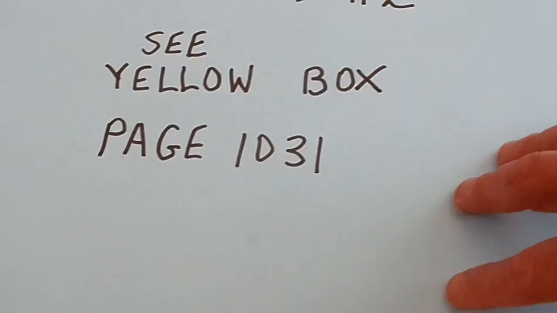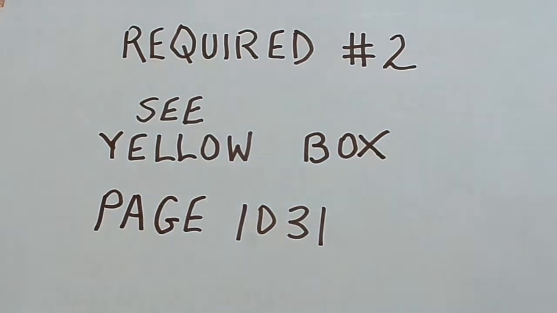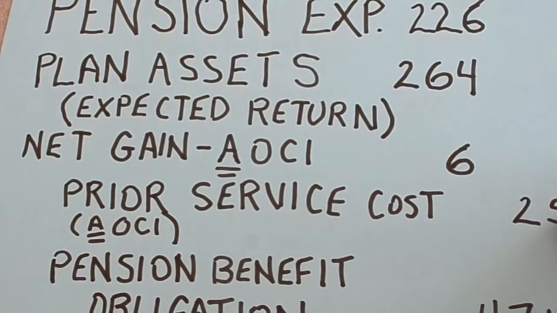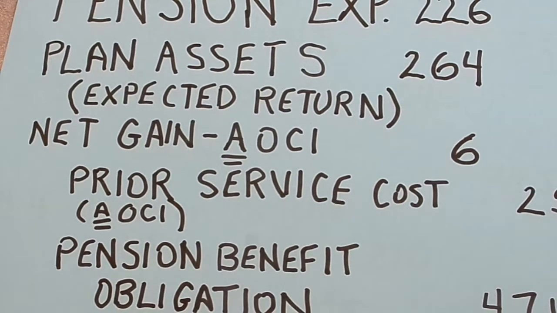So here, to do step 2, to record the journal entries, I'm encouraging you to look at the yellow box on page 1031 of your text. This has a sample pension expense journal entry. All right, what I have here for you, written out so you can see it, is a journal entry.